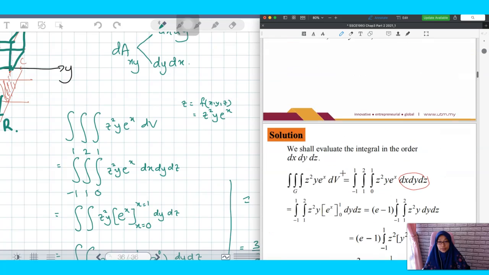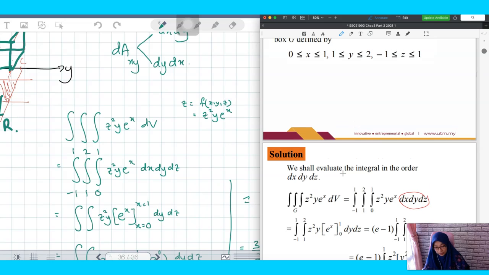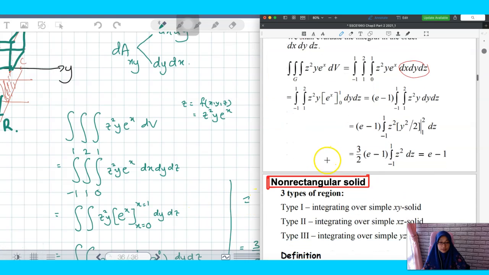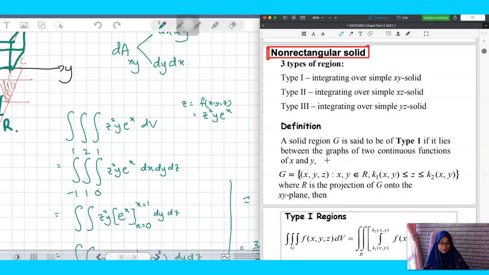Okay, so for a rectangular solid, it is not so complicated. If you want to change the order, you just change the particular intervals, and then you just do the integration one by one. But now the problem is if we have a non-rectangular solid, where your limits should be functions.